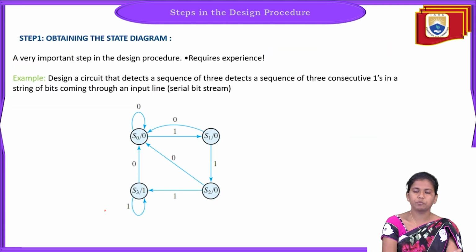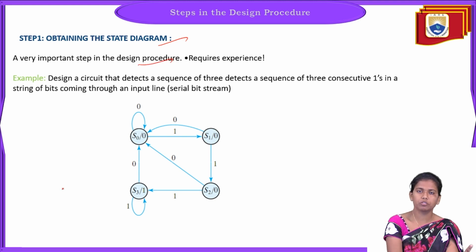And now we will see the steps of the design procedure. This is an example that I'm considering. The first step to be followed is obtaining the state diagram. First and foremost thing is the state diagram. It is very important in the design procedure: the first step is to construct a state diagram. The state diagram consists of different states. Here I have mentioned S0, S1, S2 and S3. So there are 4 states, with respect to the input and output, and the direction lines showing the transition from one state to the other state.